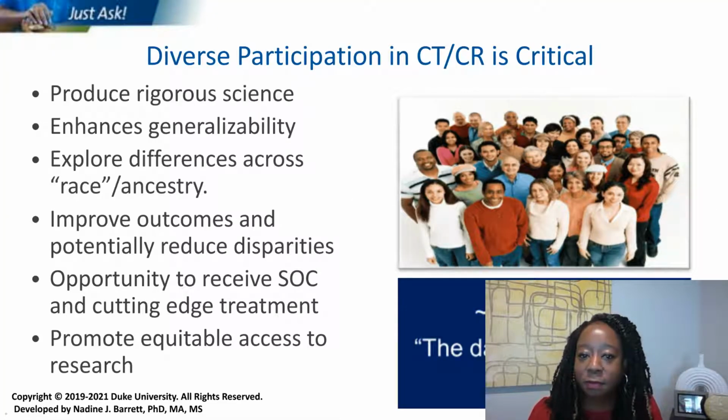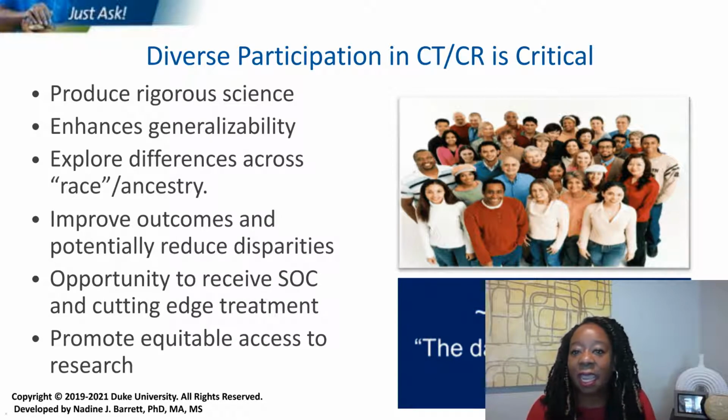So why is this important? The reality is that if we're going to really use this framework of equity and ensure that everyone has access to our studies and our clinical research and trials, and this includes biospecimen and biobanking donation as well, then in order for us to really do great research, we need to make sure that we're producing rigorous science.